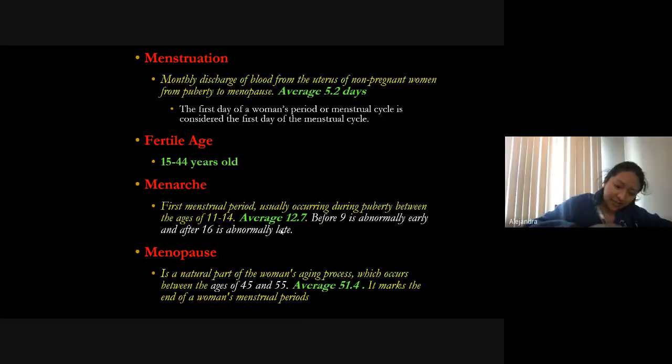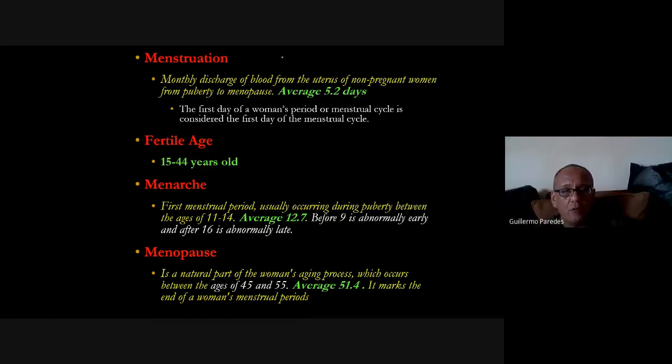Okay. The menstruation goes from 3 to 7 days. The average is 5.2 days. The fertile age is 15 to 44 years old. The fertile age.